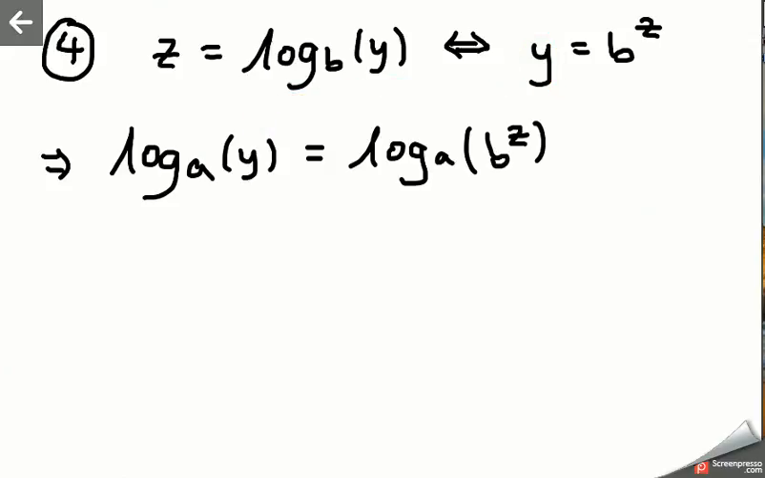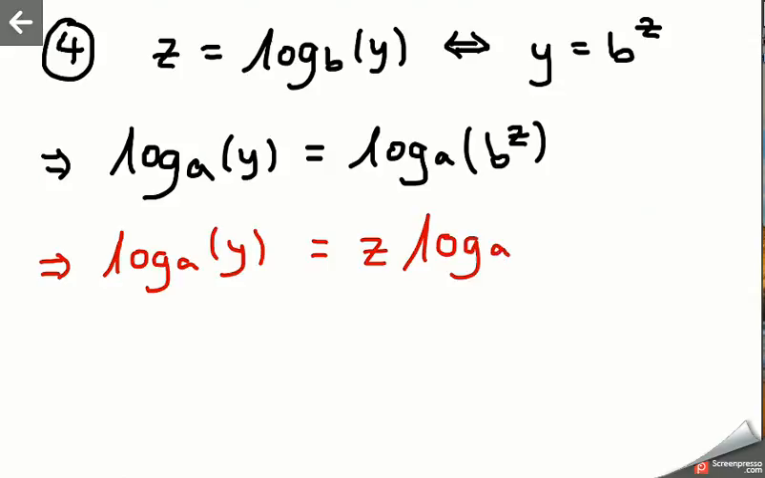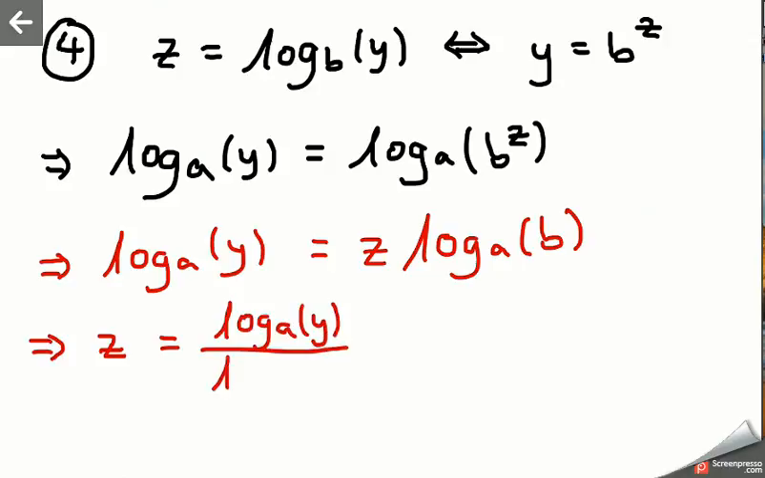And now we can use our power rule, because we can bring this z to the front. So this tells us that, in fact, log to the base a of y is equal to z times log to the base a of b. And therefore, z is equal to, well, we're going to divide both sides by log to the base a of b because that's just a number. So z is therefore equal to log to the base a of y divided by log to the base a of b.